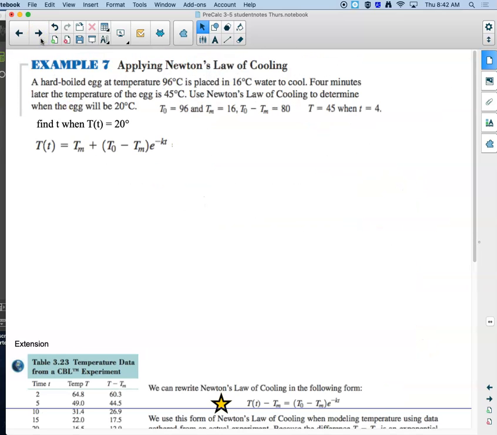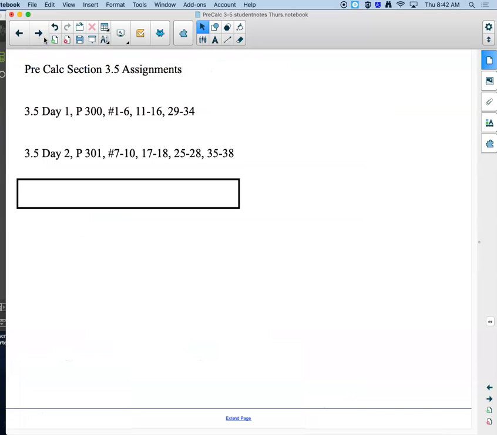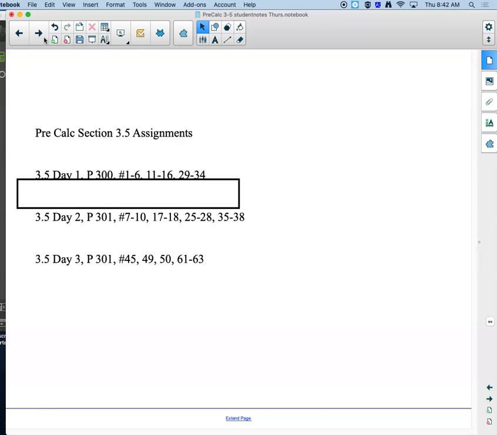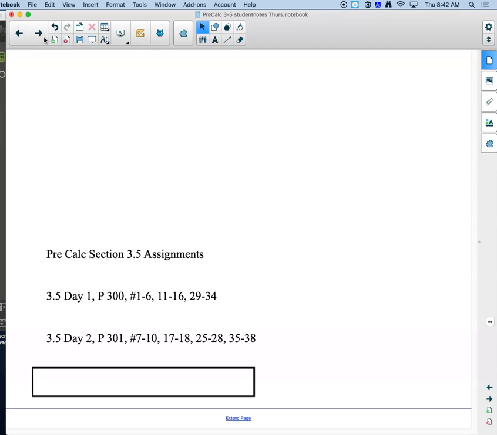But for today, just move that stuff down, because I know that glare is up there. Page 301. 7 through 10, 17 to 18, 25 to 28, and 35 to 38. So you start to feel a little bit better about more involved logarithm problems before we continue on with the word problem pieces here.